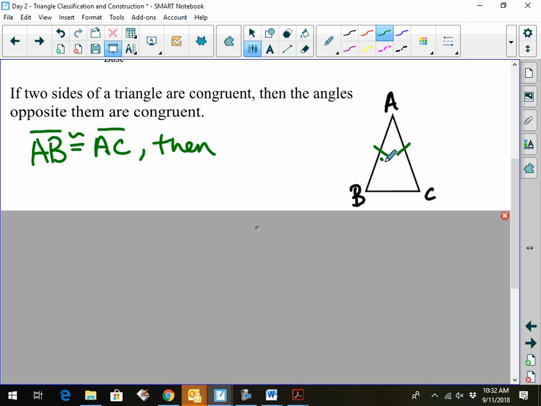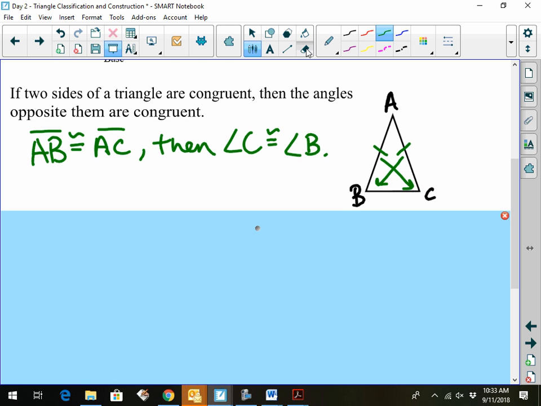So opposite of this side would be angle C. Then angle C would be congruent to angle B. So we started with AB. AB corresponds with or is associated with the angle opposite of it, which is angle C. So we can say that these angles are congruent, and how we show that is with those little arcs. So we could have arcs on those base angles.